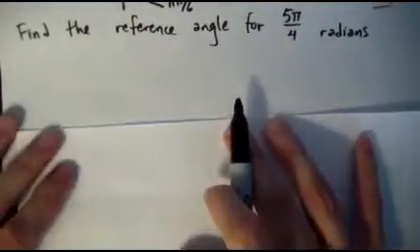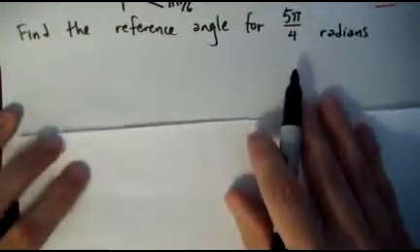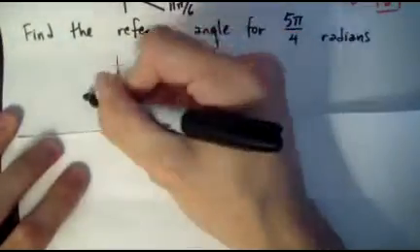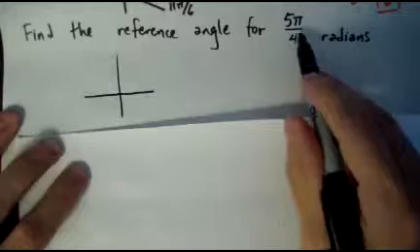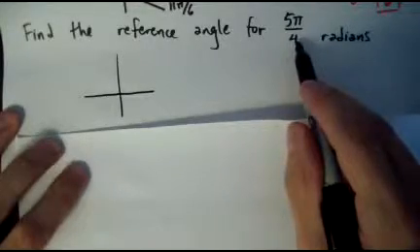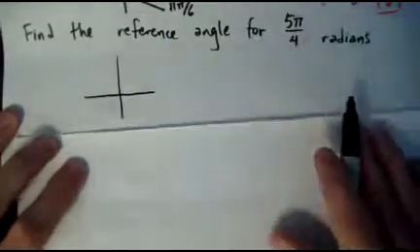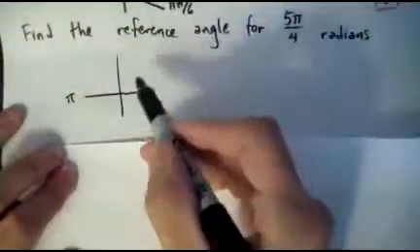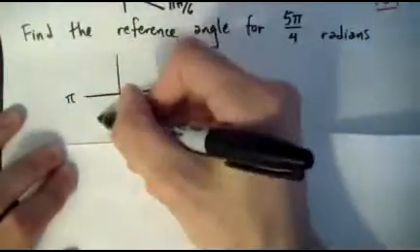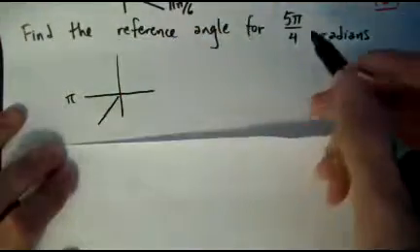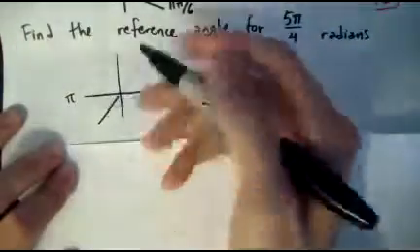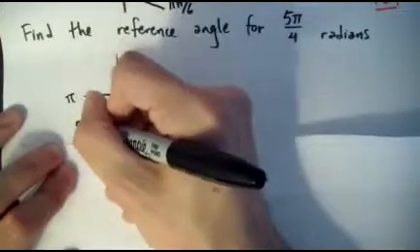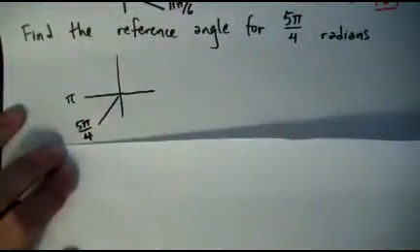Now, we're asked to find the reference angle for 5 pi over 4 radians. So let's think. 5 pi over 4 is a little bit more than 1 pi. Again, pi is half a rotation. Pi sits over here, so 5 pi over 4 comes over to here. It's an extra quarter pi past pi. So this is going to be our 5 pi over 4.